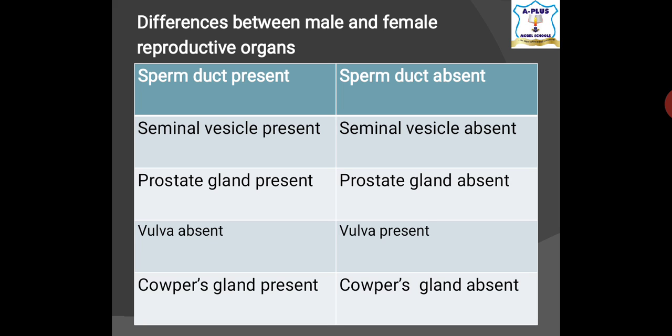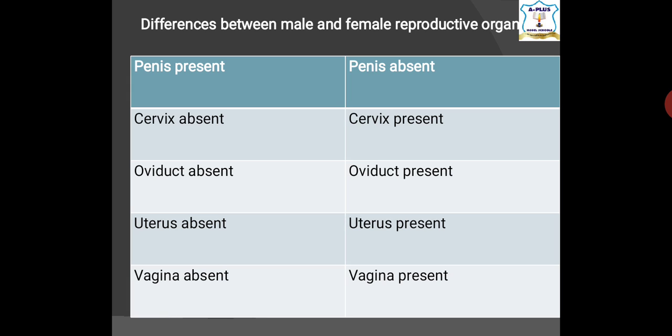Vulva is absent in the male reproductive organ, but it is present in the female reproductive organ. Likewise, Cowper's gland is present in the male reproductive organ, but it is absent in the female reproductive organ. Penis is present in the male reproductive organ, but it is absent in the female reproductive organ. Or have you ever seen a female that has a penis? I think it is a no.